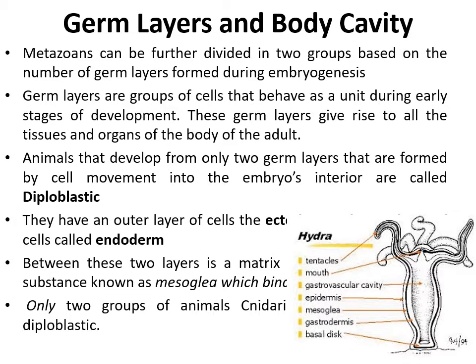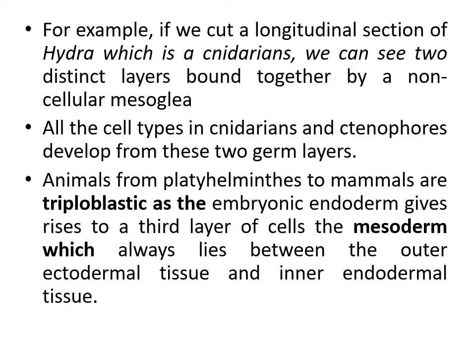The layer between these two layers, ectoderm and endoderm, may be filled with a matrix which is known as mesoglea. Two groups of animals, the cnidarians and the ctenophores, have this type of diploblastic development. In Hydra, which is a cnidarian, we can see two distinct layers bound together by a non-cellular mesoglea, and the ctenophores also develop two germ layers.